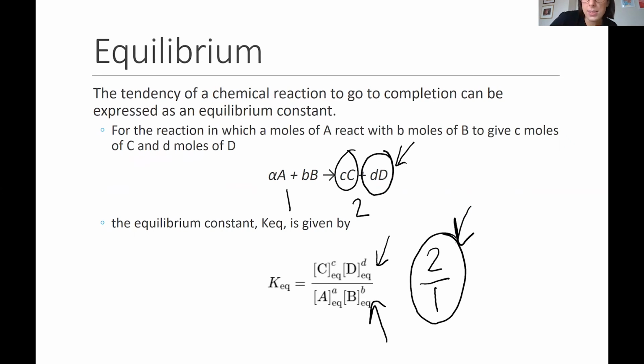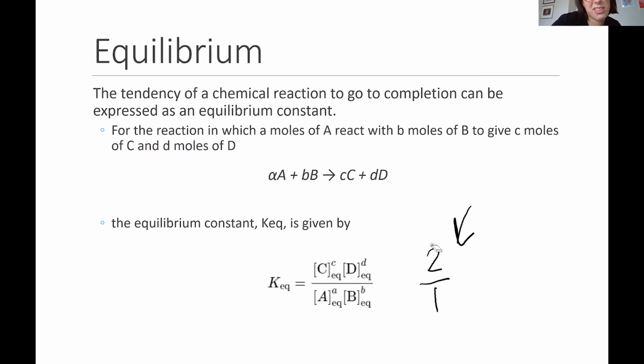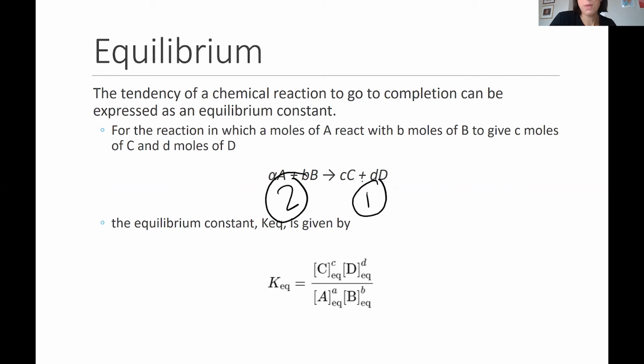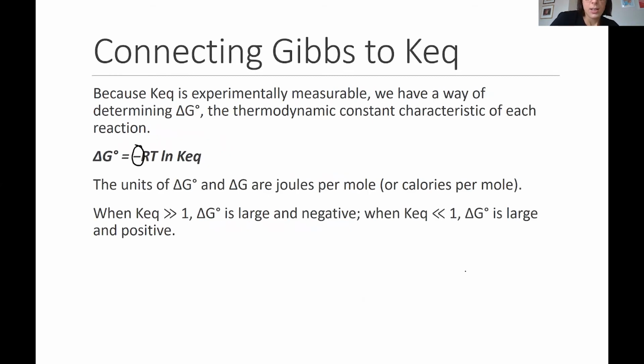If you have the opposite, if you do a reaction and it just kind of sits there, it doesn't really make any products. You have way more reactants than you have products when you measure them. Plug that into your Keq. This is a small number now, right? It's a fraction, it's only 0.5 versus 2. When Keq is small, less than 1, delta G is positive.